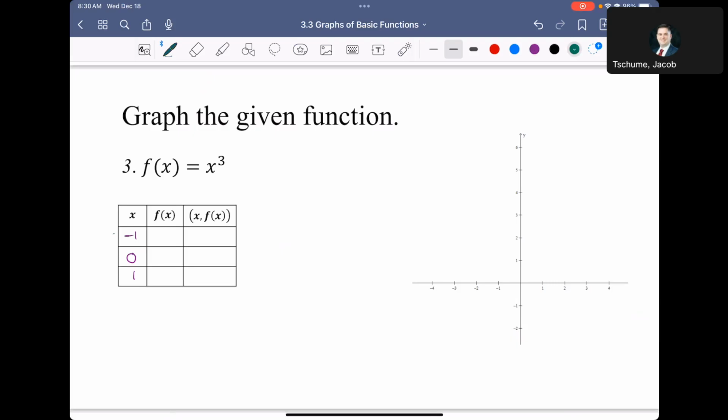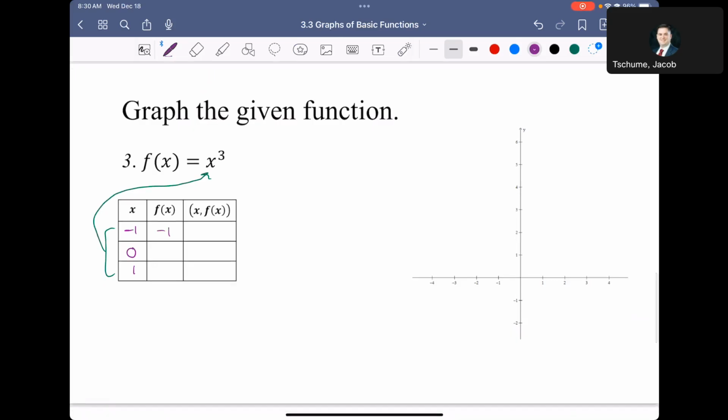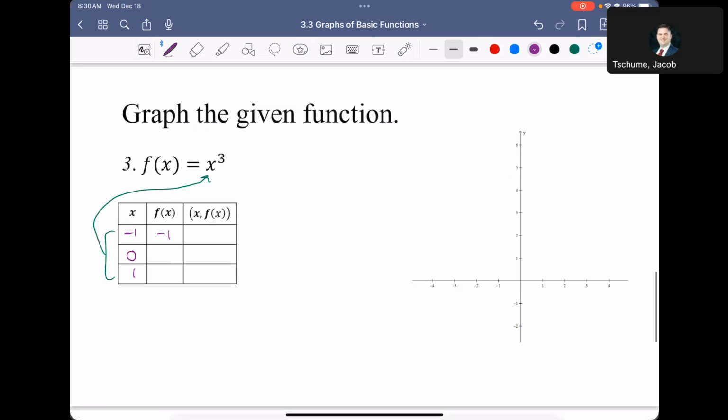Once again, if you take these 3 values and you plug them in, so we're going to cube them, -1 times -1 times -1 is still -1. 0 cubed is 0, and 1 cubed is 1. And what this does is it gives you 3 points to begin your process. So if I plot -1, -1, 0, 0, and 1, 1.